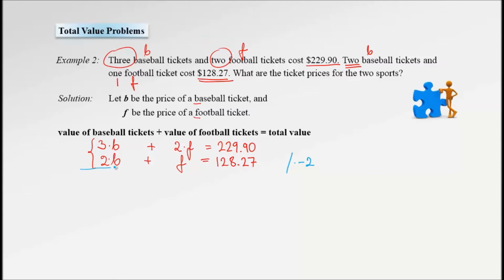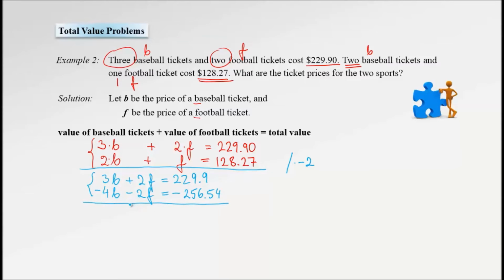Okay, let's rewrite the whole system. So the first equation is 3B plus 2F equals 229.9. I don't need to write this 0, it's just 0.9. And the second equation multiplied by -2, so it's -4B, -2F, and then we can use a calculator. 2 times 128.27 is 256.54. Okay, now we're ready to add our equations side by side.